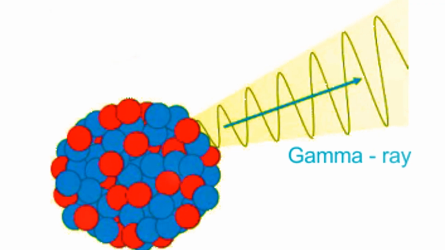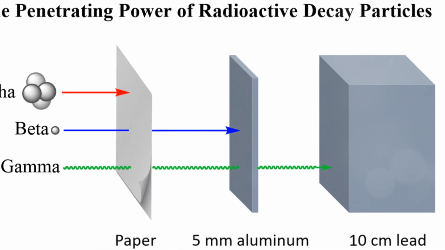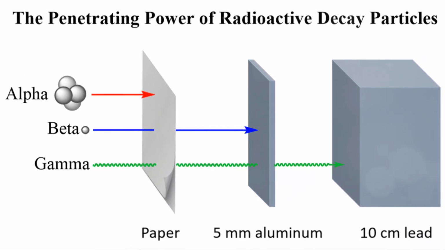Picture a ripple of pure energy, like a wave of light, but with much higher energy. Gamma rays have no mass and no charge. They are highly penetrating and require thick layers of lead or concrete to attenuate their intensity.